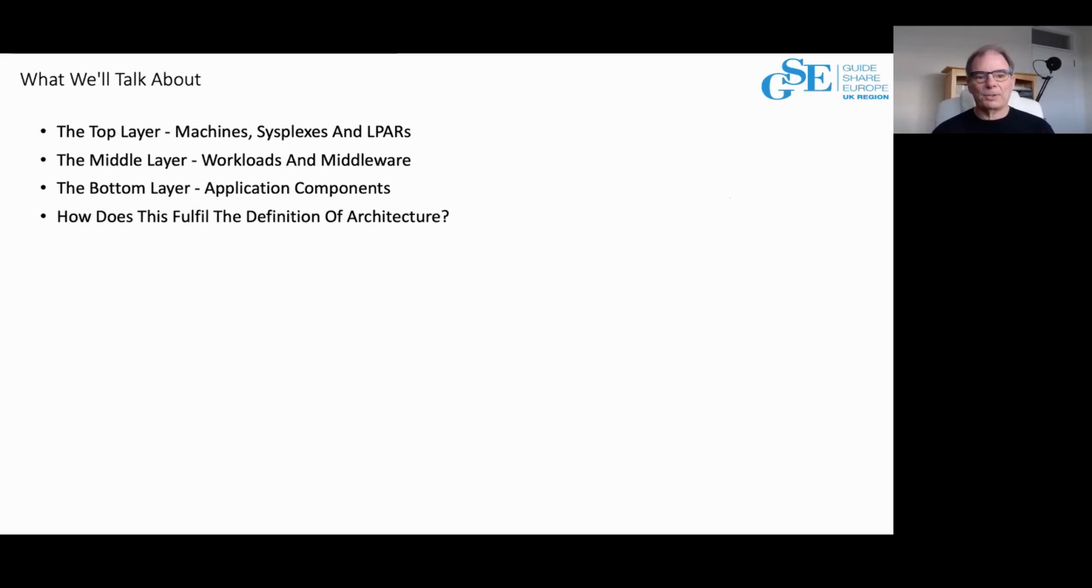Okay, so we're going to talk about various layers. We're going to talk about machines, Sysplexes, and LPARs, and then come down a layer to workloads and middleware. And then the bottom layer, which I may not spend that much time on, is about application components. Free plug, I have an even more fun DDF presentation I'm giving later in the week, where we really will get quite low level with application components. And then maybe we'll revisit the question of how what we're talking about in this presentation fulfills the definition of architecture.